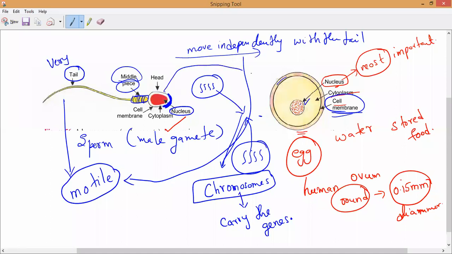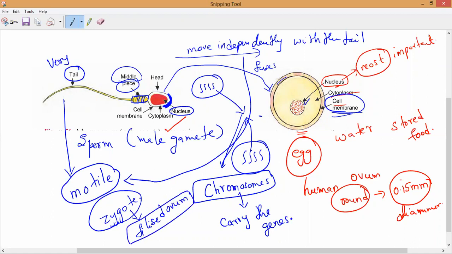Once the male cell fuses or fertilizes with the female cell, both together become a single cell. That single cell we call a zygote. Yes or no? The cell formed by the fusion of the male and female cell is called a zygote. Simply, a zygote is the fertilized egg, or we can say fertilized ovum.